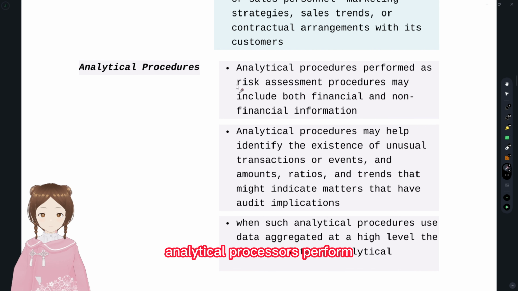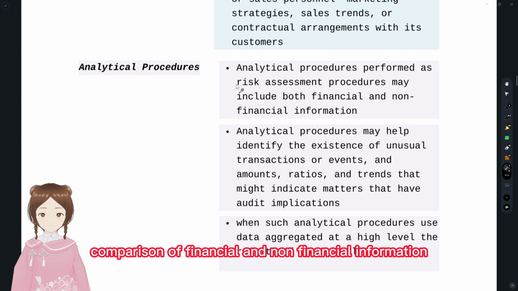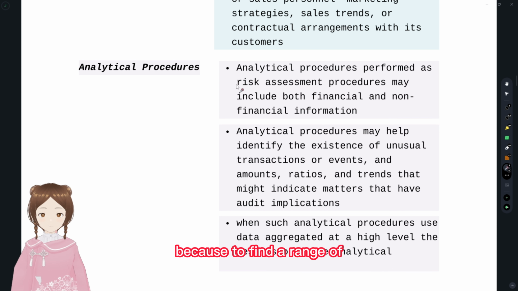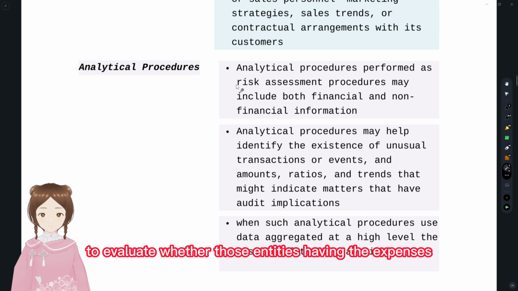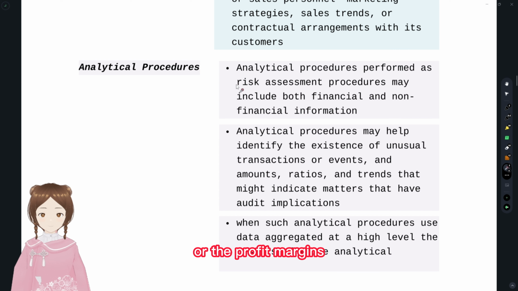And analytical procedures performed. What are analytical procedures? In short, that is comparison of financial and non-financial information, like comparison of salaries to the number of employees, and rent to the square feet that was rented or leased. Why is this done? To find an average range for every kind of industry that all the entities are in, right? To evaluate whether this entity's expenses or profit margins are within the range or not, or whether there were any kind of unusual transactions or fictitious expenditure or window dressing.